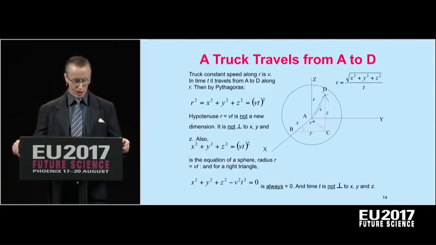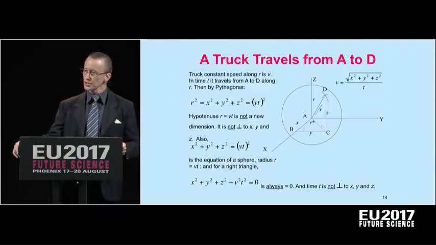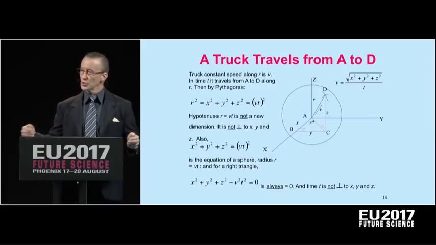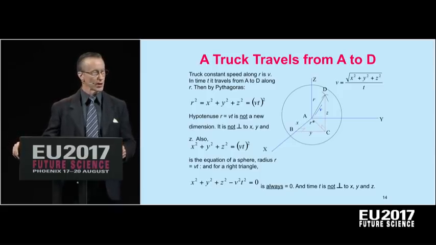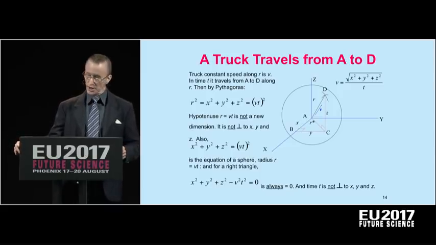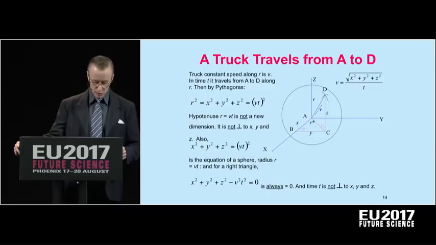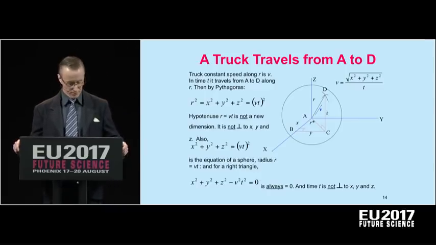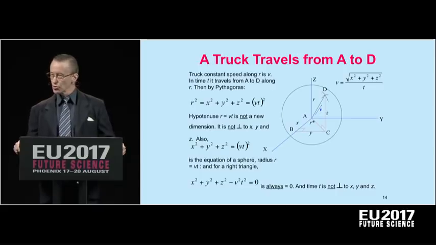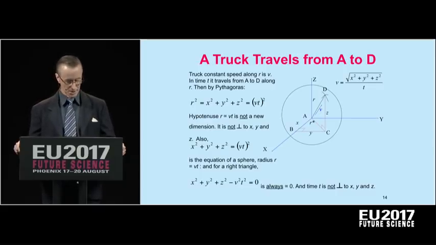So the equation for the length of the hypotenuse of the right triangle also gives us the radius in the equation for a circle. Here, the length of the hypotenuse is also giving us the equation for a sphere. So right triangles are very important. And again, we can write x squared plus y squared plus z squared minus v squared t squared equals naught. It's always naught. And it's not orthogonal to x, y, and z. Unless you're a cosmologist.